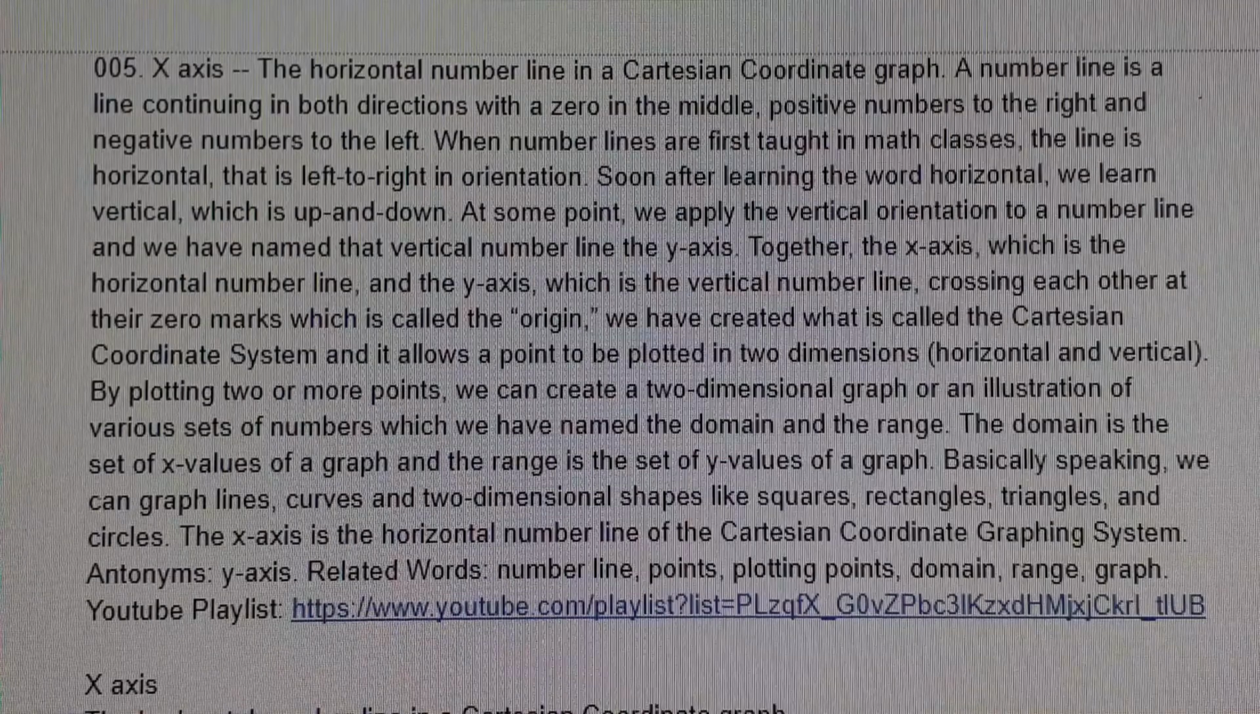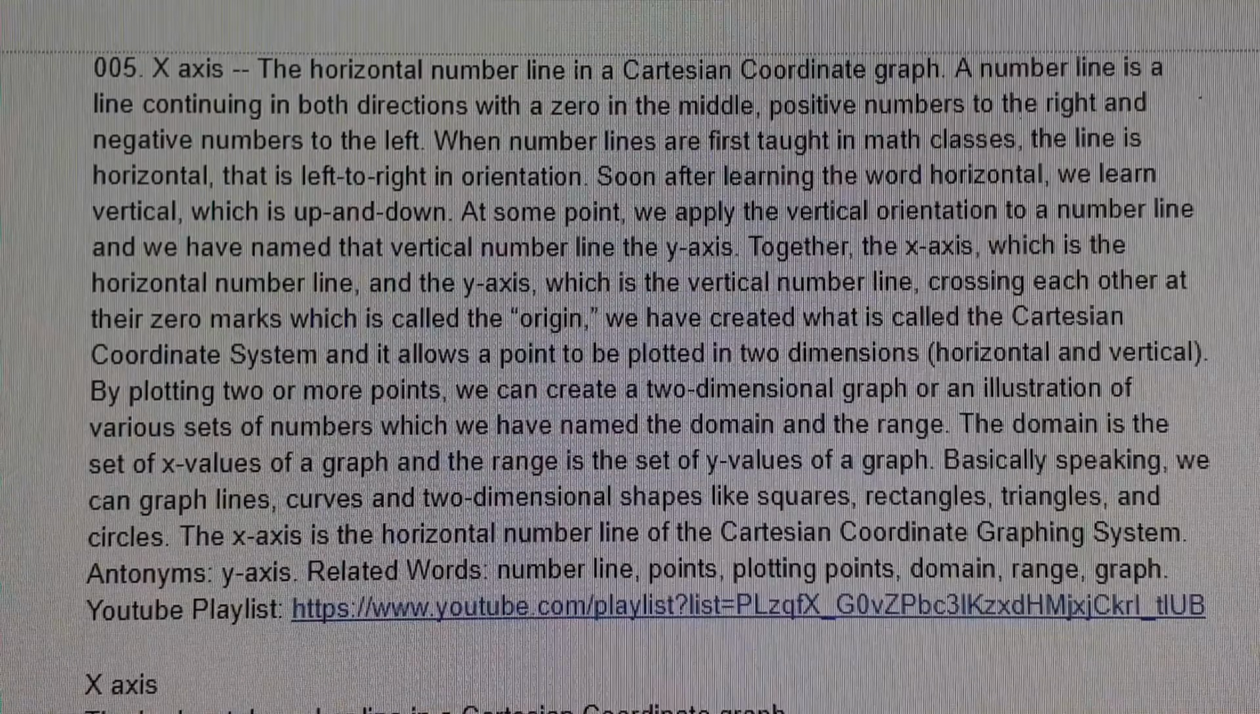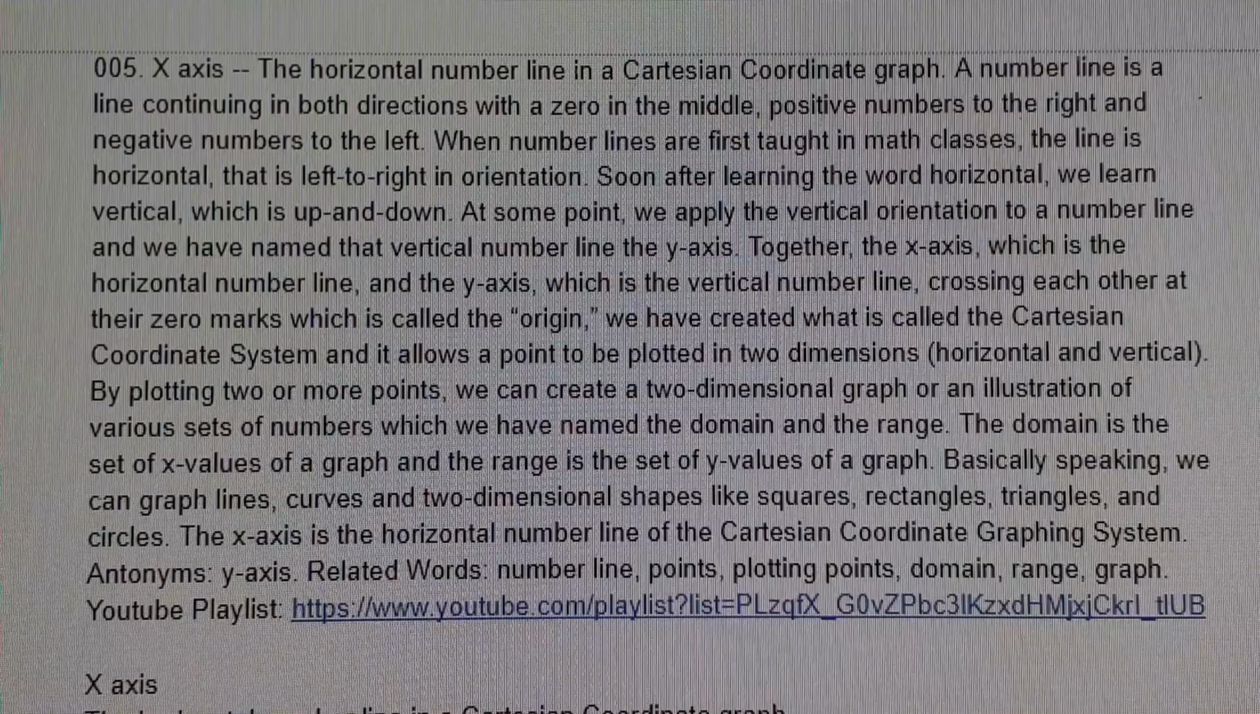Basically speaking, we can graph lines, curves, and two-dimensional shapes like squares, rectangles, triangles, and circles. The x-axis is the horizontal number line of the Cartesian Coordinate Graphing System. Antonyms: y-axis. Related words: number line, points, plotting points, domain, range, graph.